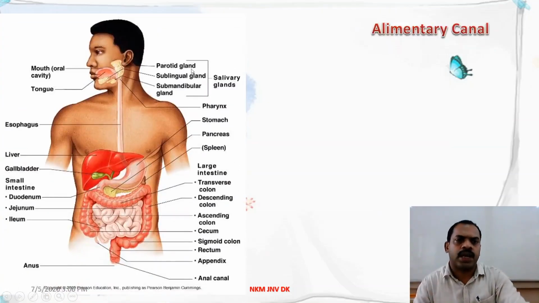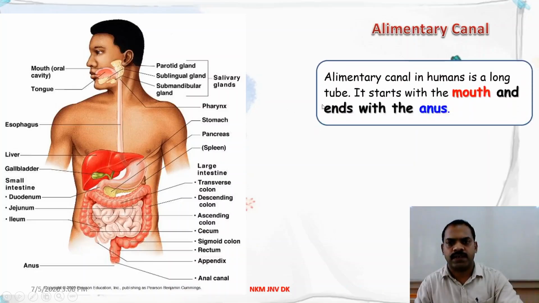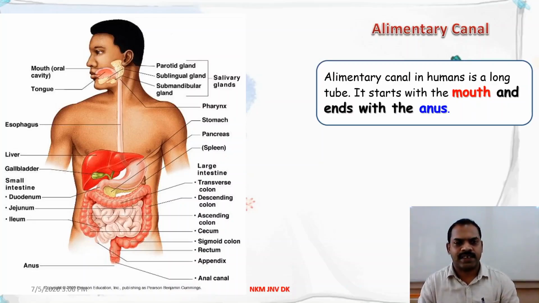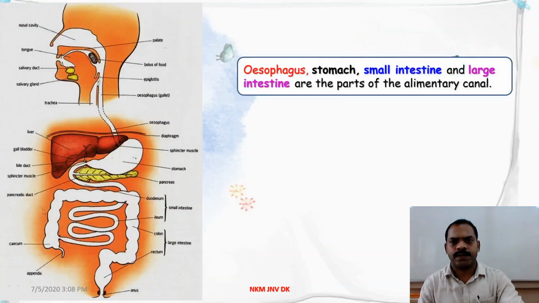When you look at the alimentary canal, here is another very beautiful image. All the parts we can see very clearly here. The oral cavity, or mouth or buccal cavity, then the esophagus, stomach, small intestine, large intestine, and other glands. It starts with the mouth and ends with the anus. So the organs you can list out are mouth, esophagus, stomach, small intestine, large intestine. These are the parts of the alimentary canal. Okay, already we had listed it out.